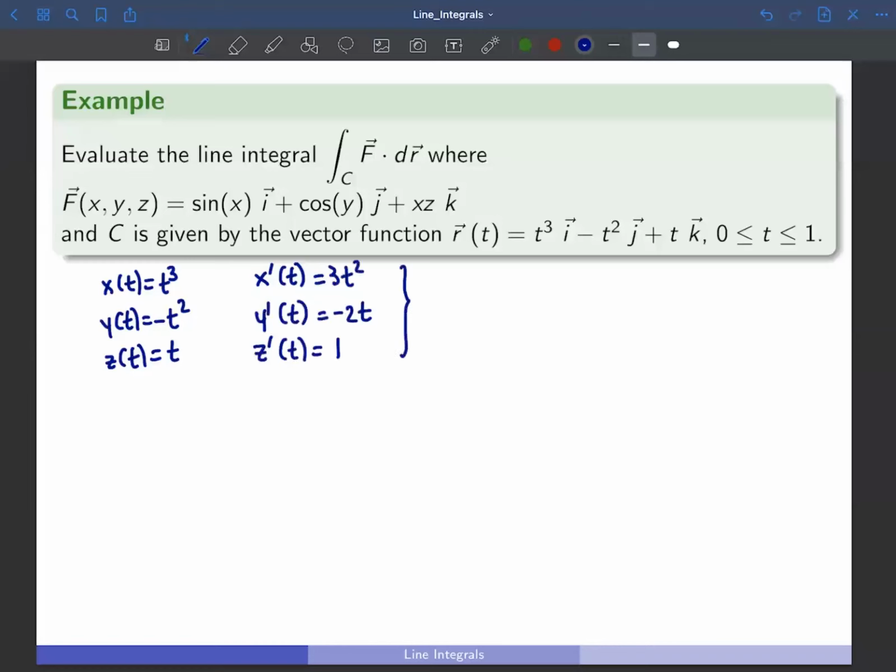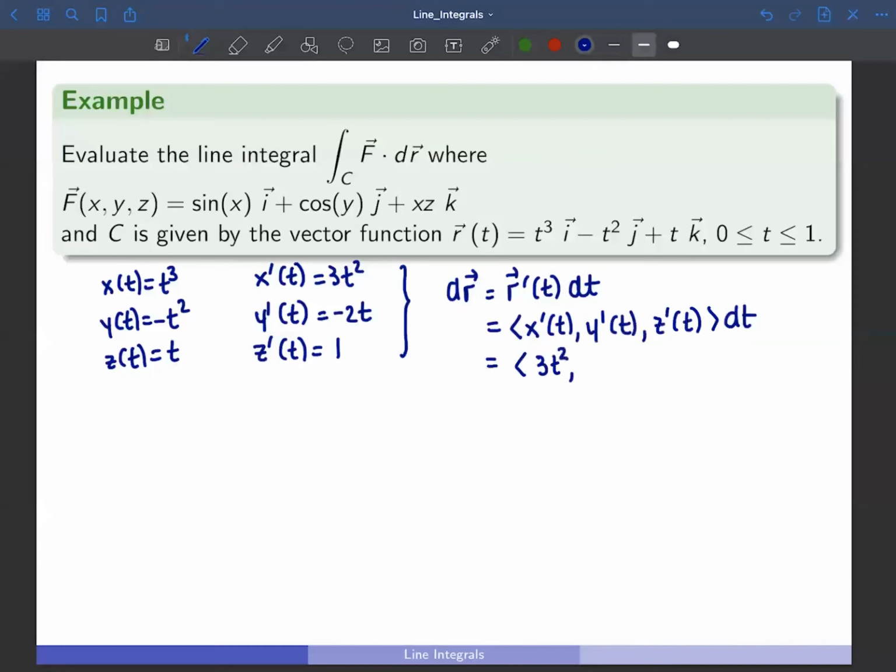Therefore, from all that, we can formulate dr, which is equal to the tangent vector times dt. The tangent vector is the vector with components x prime of t, y prime of t, and z prime of t, times dt. So x prime of t is equal to 3t to the square, y prime of t is equal to negative 2t, and z prime of t is equal to 1, times dt.